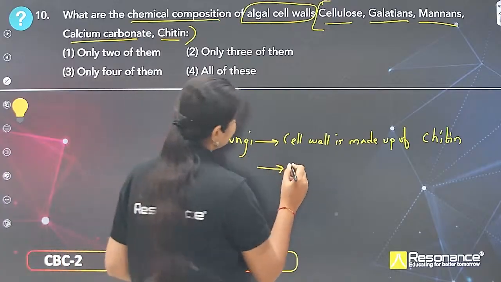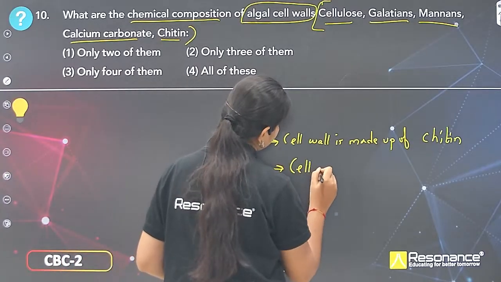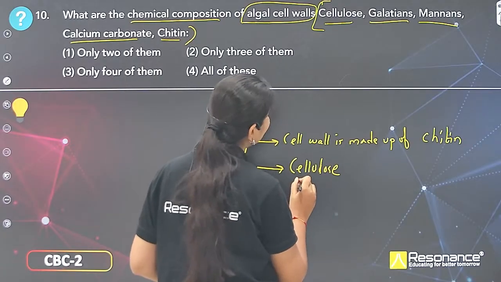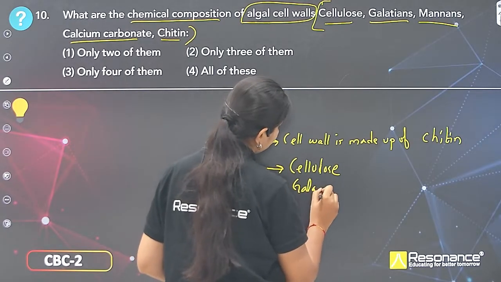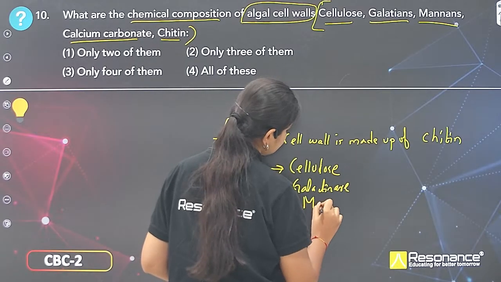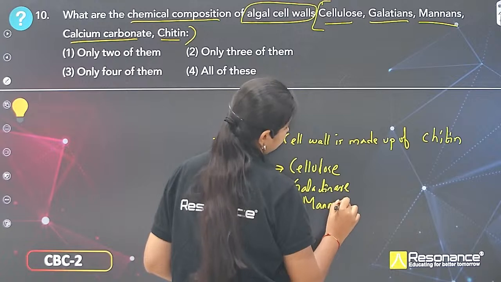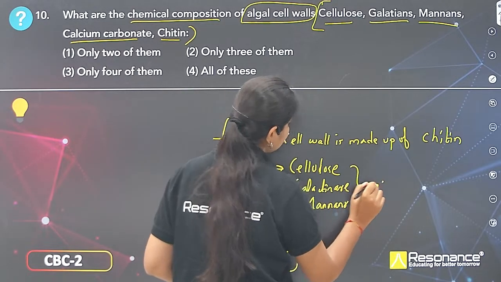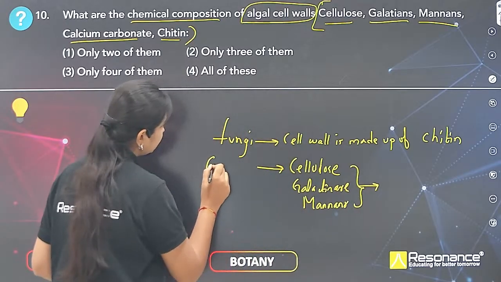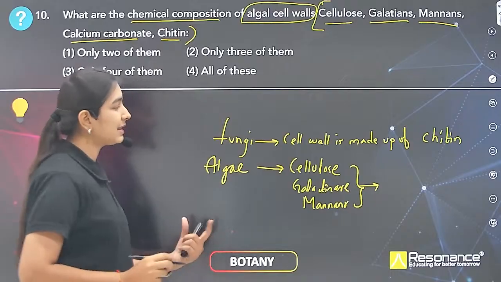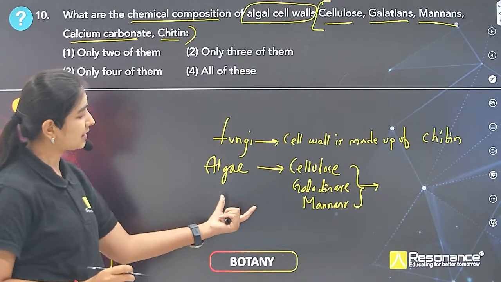Here we have this cellulose, then we have galactans, next we have this mannans. So here they are present in what? They are present in your algae. The algae cell wall is made up of your cellulose, galactans and mannans.